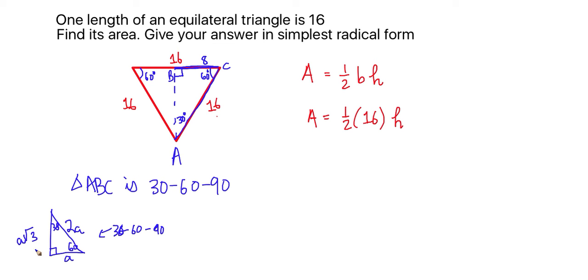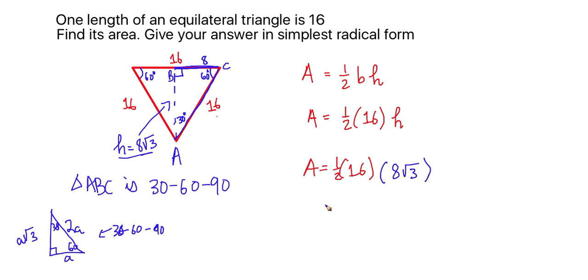And with this theorem in mind, we can answer this question quite quickly. Because we know that the shortest leg is 8, the longer leg here must be 8√3. Okay, so in other words, the height of this triangle must be 8√3. So we can take this piece of information and use it in our problem. So we have area is equal to 1/2 multiplied by 16 multiplied by the height, which we had already figured out is 8 times the square root of 3.